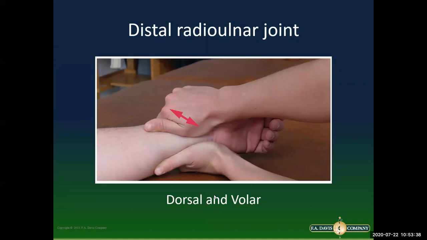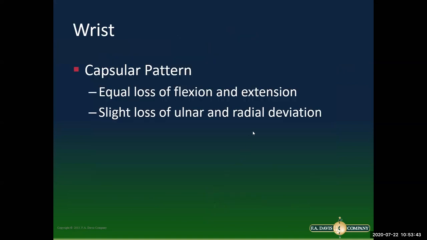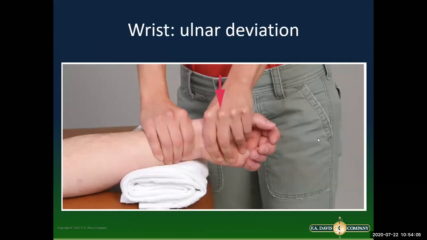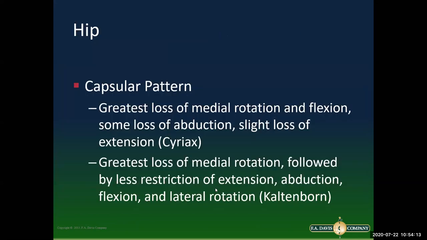So you're not going to get a lot of medial and lateral gliding at the elbow. There's the distal radioulnar joint, right? They're doing dorsal and volar glides. At the wrist, you'll have equal loss of flexion and extension, and slight loss of ulnar and radial deviation. So we can do distraction, and the dorsal and volar glides, or you can call them anterior and posterior glides at the wrist as well. I like doing these because they're really easy and it doesn't take a lot of force. Anyone that I get, I'm like, oh, you've got to do palmar glides of the hand? Oh, please, thank you. There's ulnar deviation glides. It's really hard to do radial deviation glides. It doesn't work that well because you don't have a lot of range of motion.